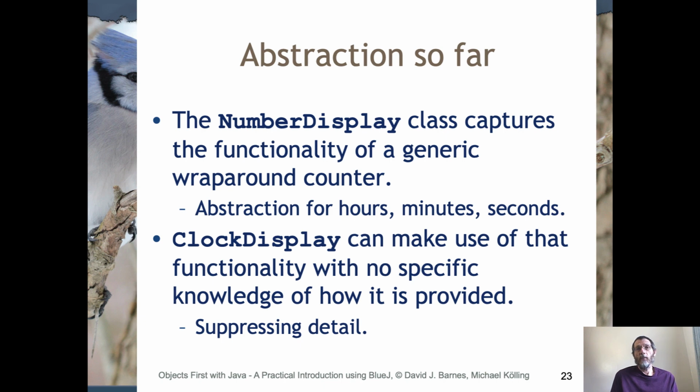So the second way in which we've seen abstraction so far is that having built this number display class, we can now proceed to build a clock display class where the clock display implementation needs to have no concern about or no knowledge of the way in which those number display objects are going to provide their functionality. In other words, clock display can make use of that functionality and provide its own functionality without worrying about the low-level details of the number display implementations. And in that way, we've illustrated abstraction by our ability to hide detail.